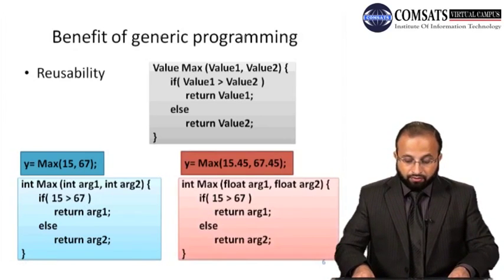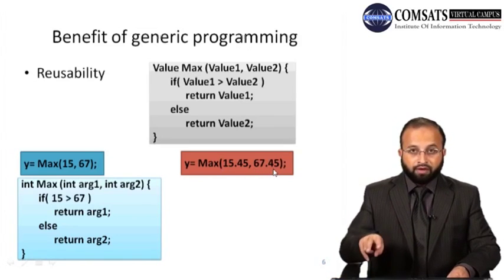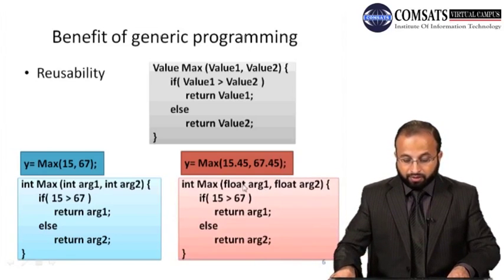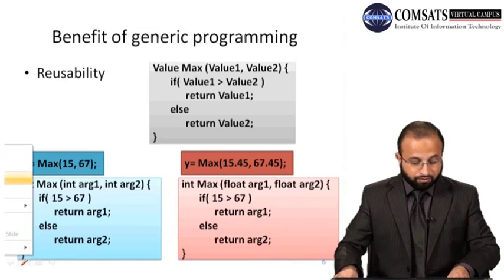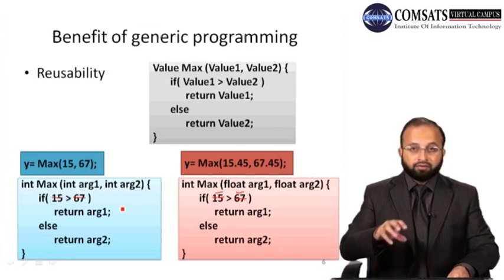Similarly, a floating point version is created. The next time we call max with 15.45 and 67.45, so two floating point values, it will create a float version of that function. So the first argument is of type float, the second argument is of type float, and here we have argument 1, not the fixed value. So let me write over here. This is not 15, this should be argument 1 and this is argument 2 over here. Okay? So you can write it this way. Fixed values will not come here.